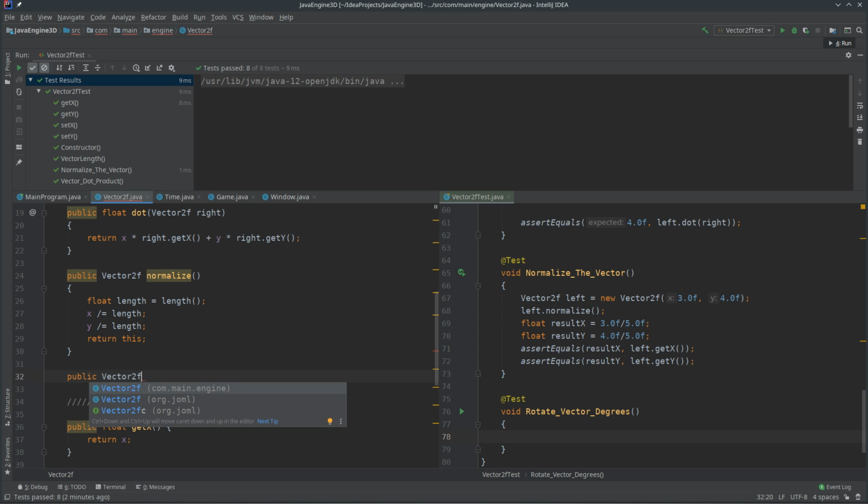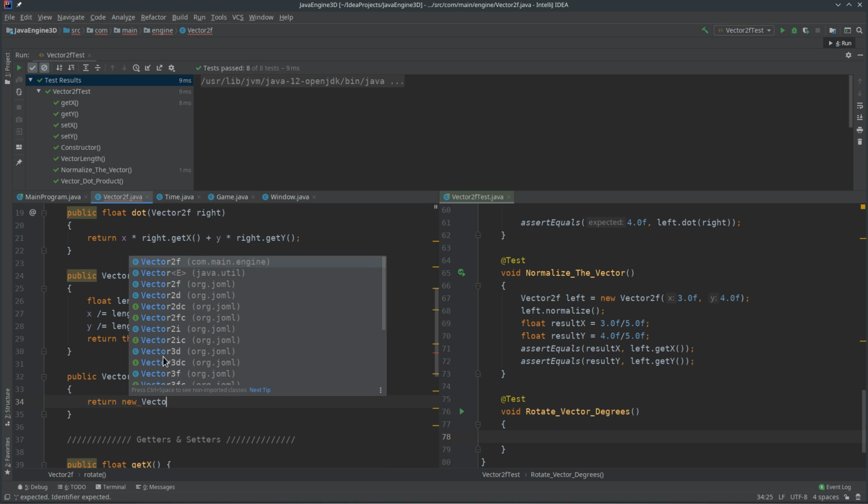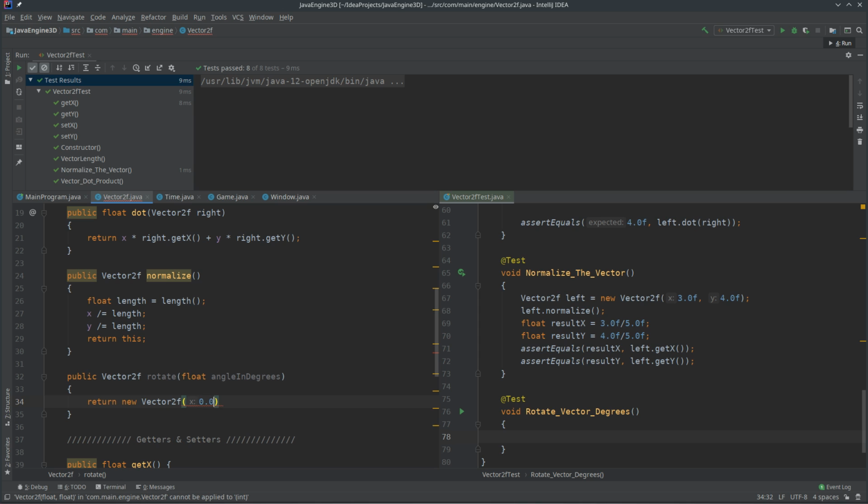Oh my god. Rotate. Make itself a word. Rotate. Stop putting me off. And I'm going to have a float, angle in degrees. Angle in degrees all day. I always put it like that. Let's do that. And it has to return a Vector2f, so it's return a new Vector2f 0.0. Lovely.